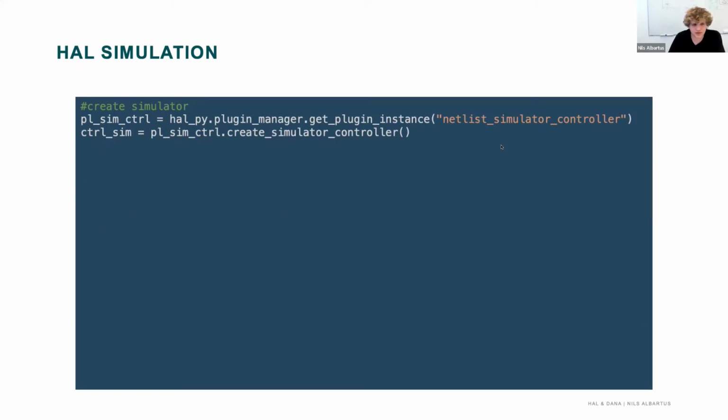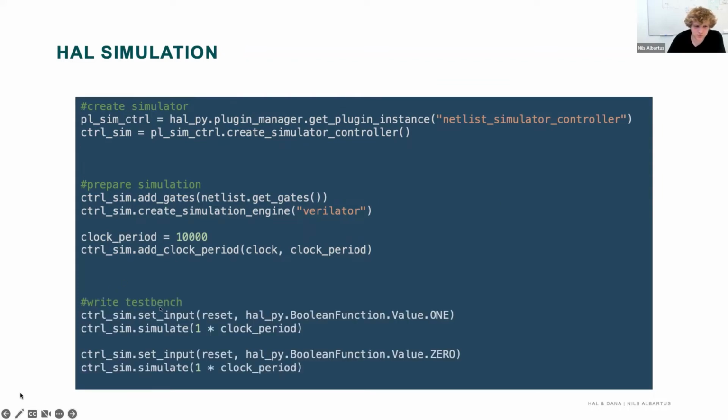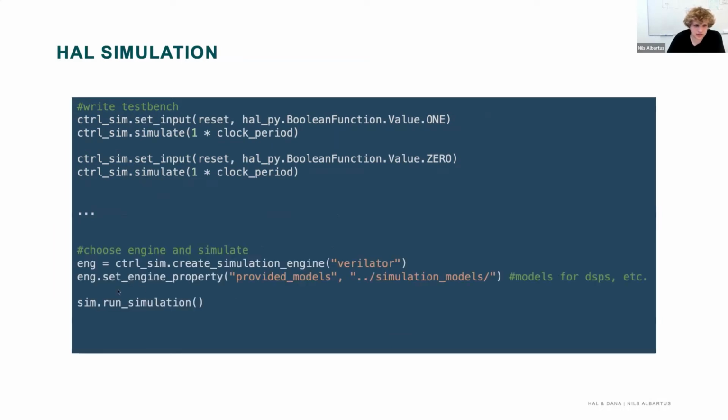So what this looks like is that you create in your Python instance, that you saw on the right in HAL, you get the Netlist simulator plugin, get the simulator controller, and then you can select an engine that you want to simulate with. Right now we only support Verilator since it's open source and free and available for everyone. And then you can write a test bench like you usually would when you're designing your hardware cores. So you set a clock period, which you can add to the simulator, and then you write the test bench by setting different signals, for example, the reset signal, to different values over time, and then tell HAL to simulate for a specific amount of clock cycles or picoseconds, whatever you have. And in the end, once your test bench is done, you can tell HAL to run your simulation.